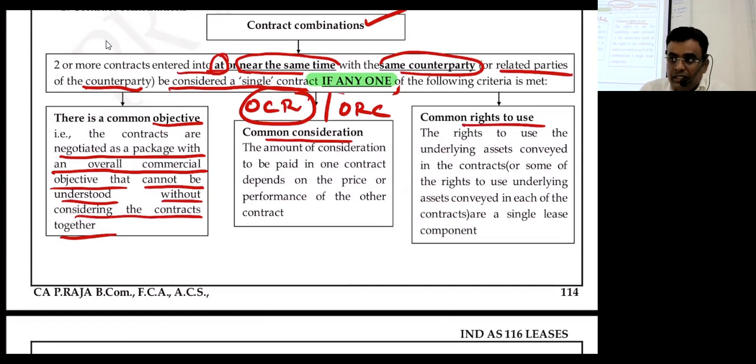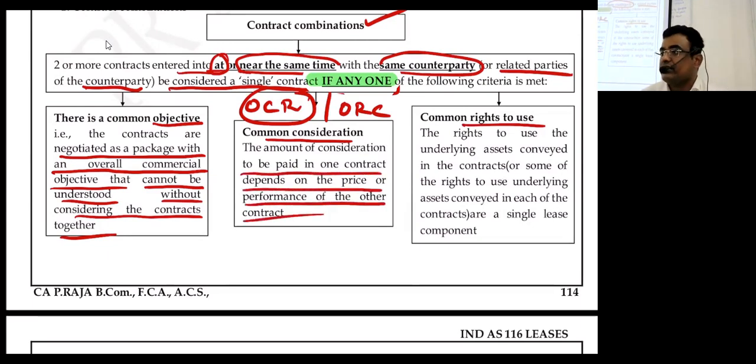Objective is common. Understood now? Otherwise it's very difficult to understand. Okay, negotiation is done for common. Now the consideration, what I mean, that is also common, not for this monitor separately, keyboard separately. The amount of consideration to be paid for one contract depends on the price or performance of the other contract. Yes or no?